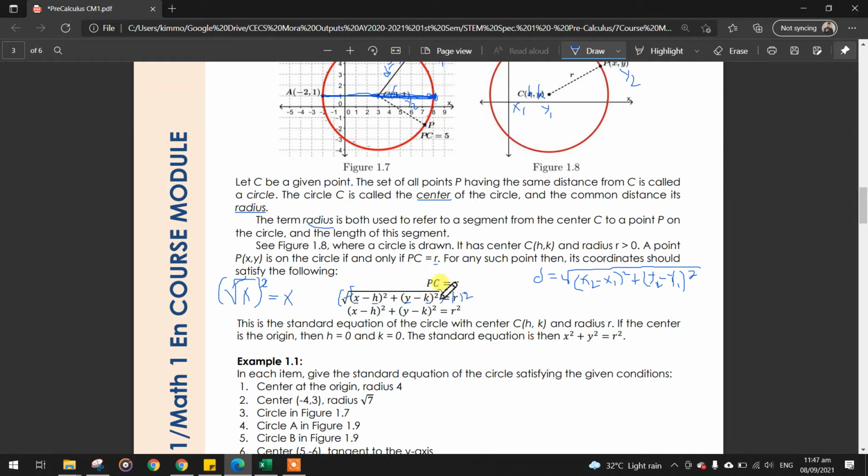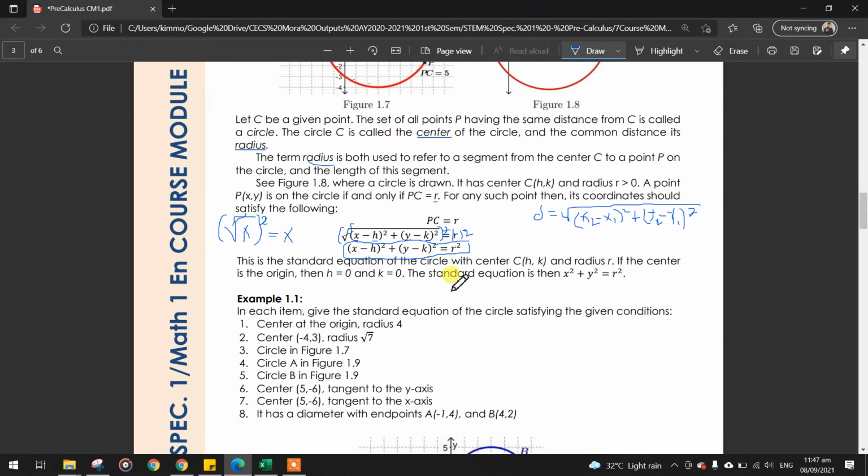Of course, since we squared the left side of our equation, we must also square the right side. That's why we have r squared on the right side. And this is the standard equation of the circle. Okay, please take note of the standard equation of the circle. So again, this is the standard equation of the circle with the center at (h, k), and our radius is r.